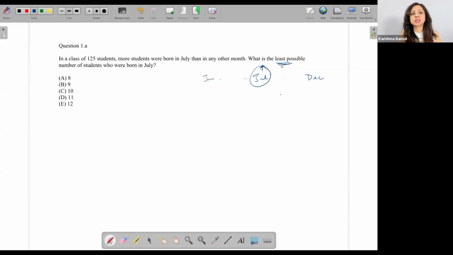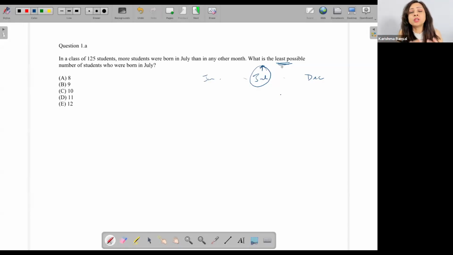So what do I do in such cases? I have to minimize the maximum, so to say, right? So then, look, when I have to maximize the maximum, I say that everything else is the same. And what is the maximum number of people who were born in July? I would say all 125. What am I doing? I'm taking the extreme cases. I'm saying that give 0 to everyone else and give all 125 to July, right?